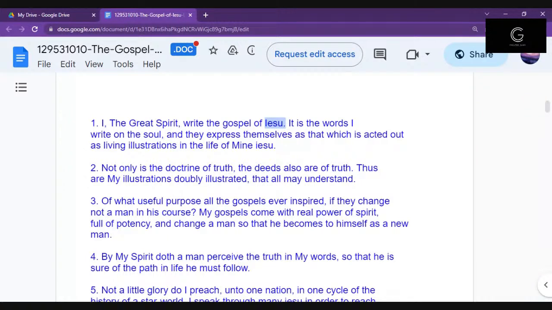So the Great Spirit say, I, the Great Spirit, write the gospel of iesu. It is the words I write on the soul. And they express themselves as that which is acted out as living illustrations in the life of my iesu, my high-raised prophets. The gospel of the iesu is the words that the Creator writes on the soul. Not only is the doctrine of truth, the deeds are of truth, man.